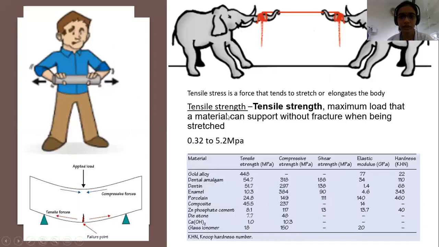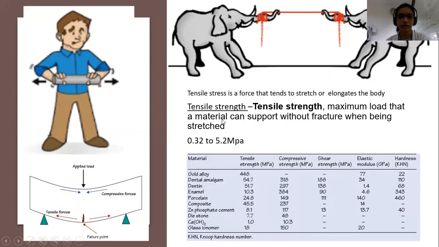Now coming to tensile strength. First, what is a tensile stress? Tensile stress is the force that tends to stretch or elongate a body. Tensile strength is the maximum load that a material can support without fracture when being stretched.